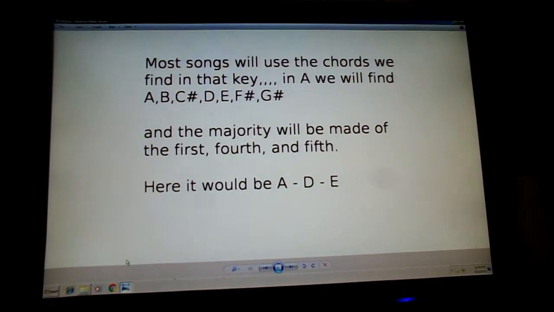So for A, it would be A, D, E, back to A. Most songs will use them in different patterns and different ways, but the main ones are going to be that. Now, those are all major chords in that key.